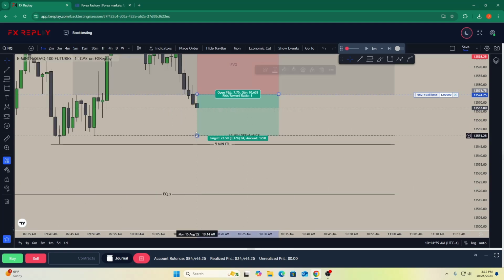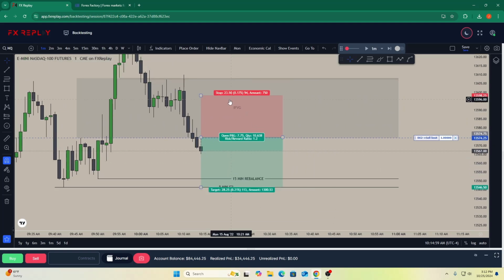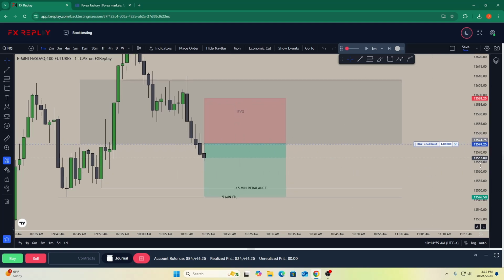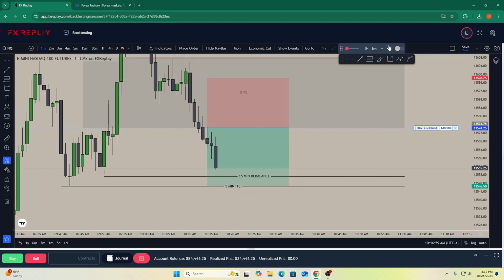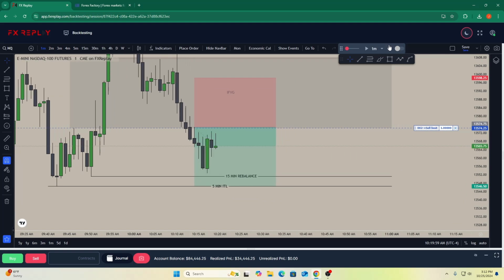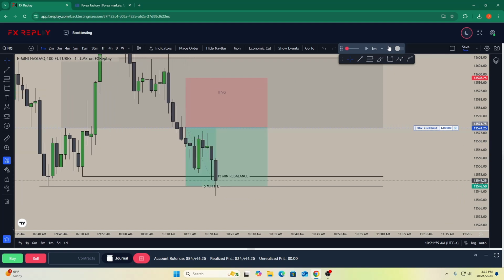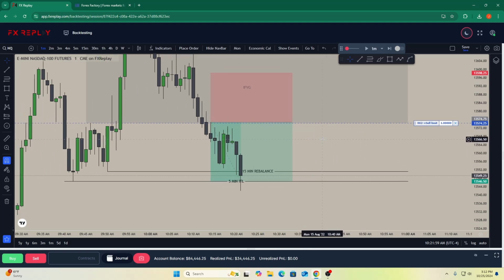So come back to this 1 minute here. So this is exactly what I want to see. This again a 1-to-1. Let's see if we can get filled here. Okay, so we don't end up getting filled here, but correct draw.